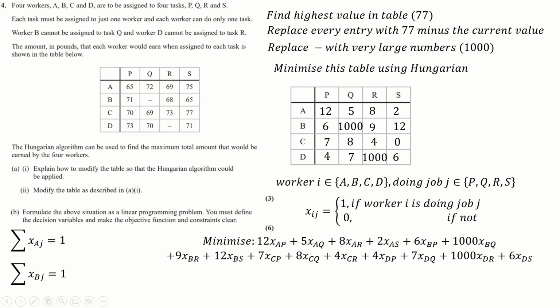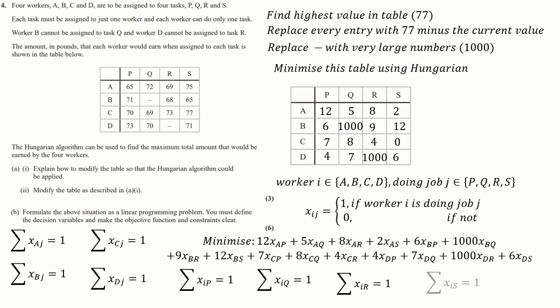And likewise for B, and for C, and for D, and then likewise for the jobs themselves. Each job can only be done by one person, and must be done by one person. So the sum must be 1, because it must just be a bunch of zeros adding in with 1 exactly. And that is how we formulate it. And that, I think, is all we need to write.